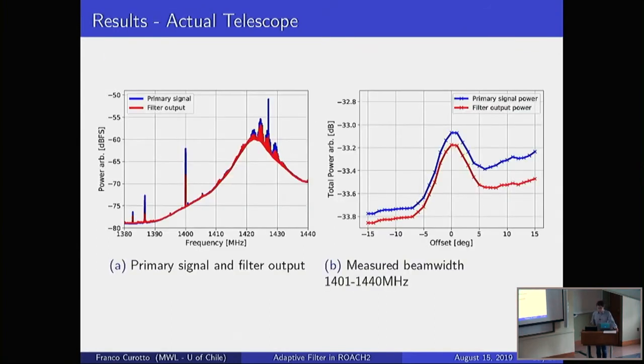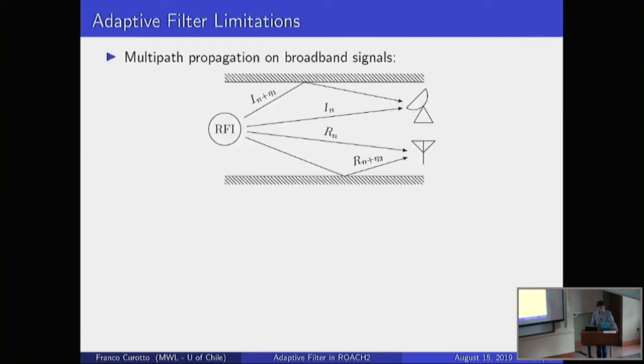So the question is why in some cases it doesn't work. The answer that we arrived at is that in a real scenario, especially when you are in a city or in a bad place for astronomy, you get multipath propagation on your interference signal. So you're getting not only interference directly from the line of sight of your RFI source, but you also get reflections, right? So you get multiple interference signals entering both of your receivers.